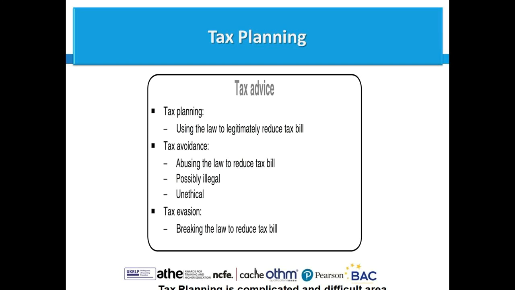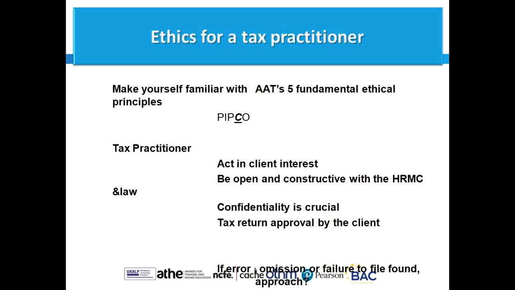Anybody, any question? Okay. Tax planning is using the law of the legislature to reduce the tax bill. Tax avoidance, abusing the law to reduce the bill, is possibly unethical. But tax evasion is purely breaking the law to reduce the tax bill.